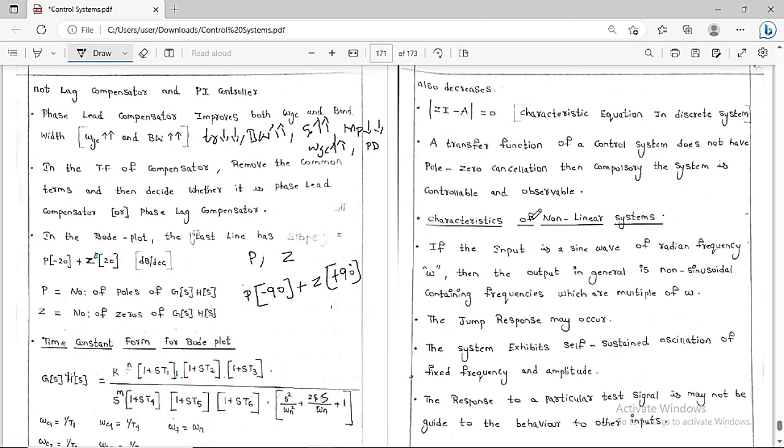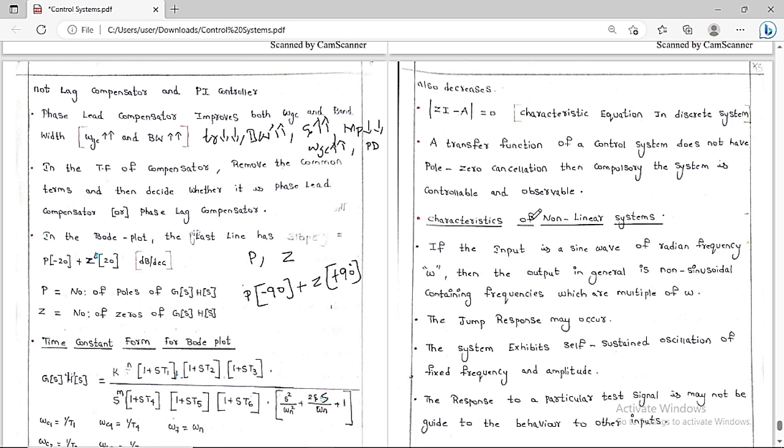The next point is that the determinant of zI minus A is equal to 0. It is called the characteristic equation in the case of a discrete time system. As I've already told you, if you want to find the characteristic equation in the case of a continuous time system, it is the determinant of sI minus A equal to 0.